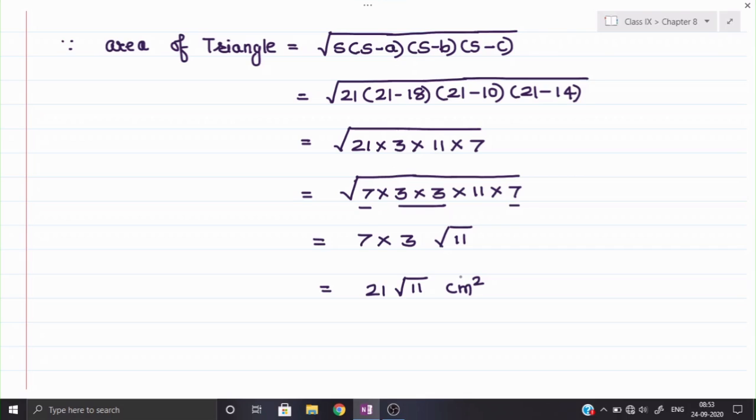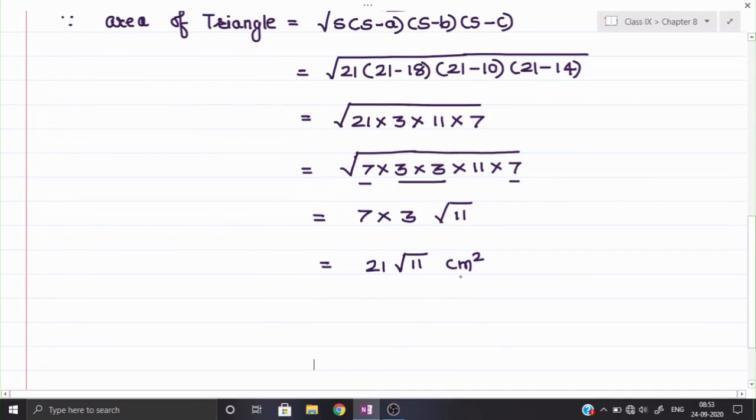Okay, so now further we will see the final concluding answer. Therefore the area of the triangle is 21 under root of 11 centimeter square. Okay, so this completes your answer. As I have told you, for root of 11 you can keep some decimal value and get the answer.